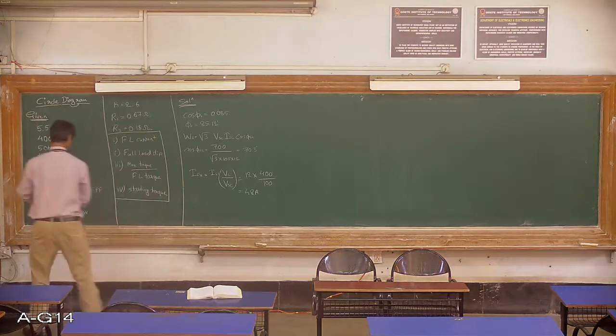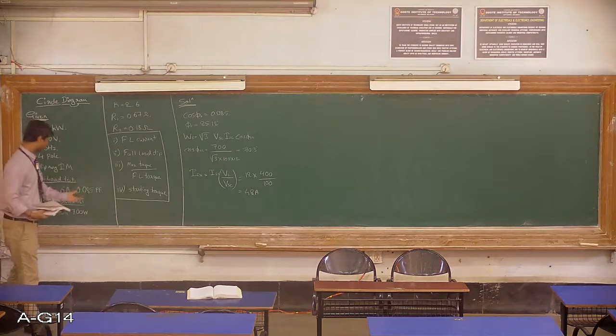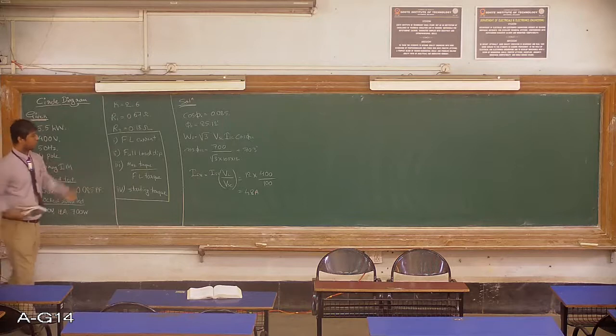Again I repeat, this is only the no load test result. At 400 volts, if the motor is kept under no load condition, it will be taking hardly 6 amperes. Now under the blocked rotor test, we are applying reduced voltage, and that time we are circulating the rated current. So under reduced voltage it is 12 ampere. Now we want to see what will be the current if the rated voltage is applied. If the rated voltage is applied, this will go up to 48 amperes.